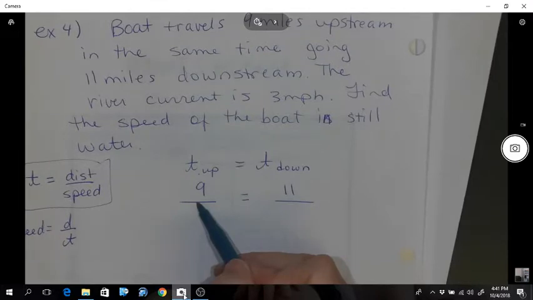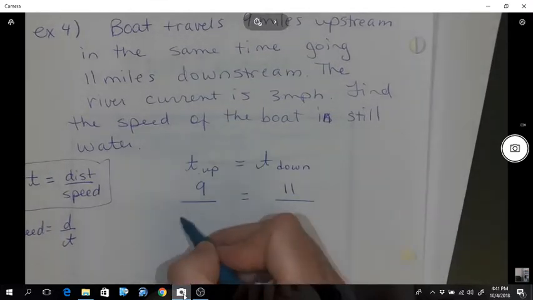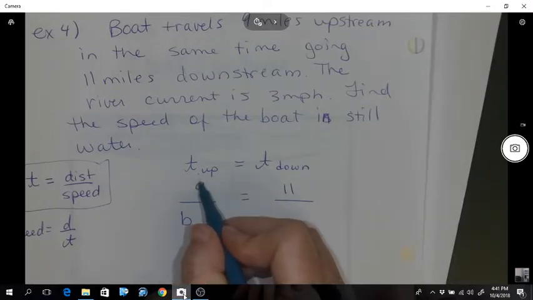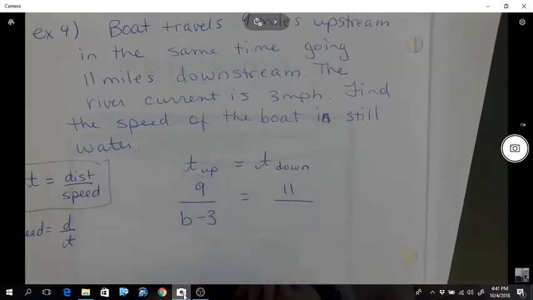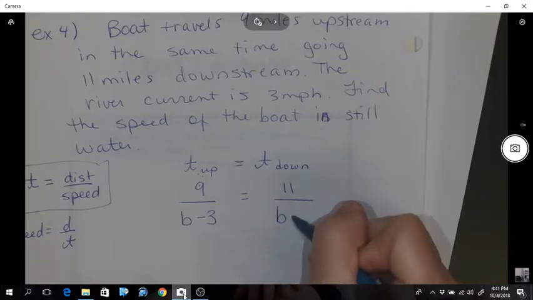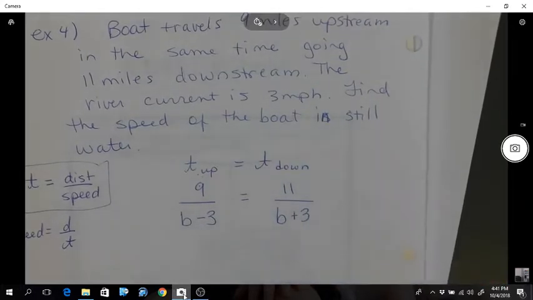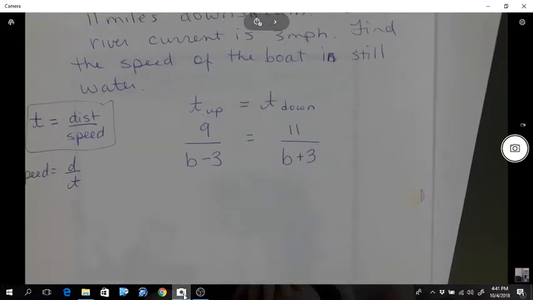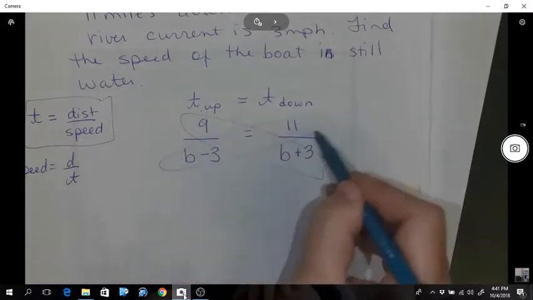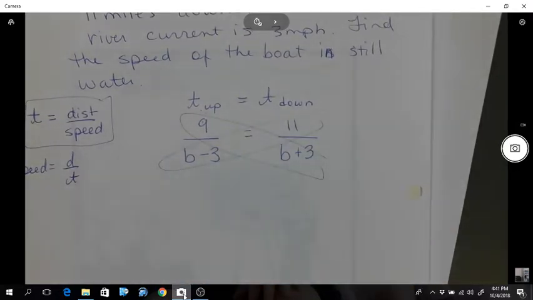Okay, when you go upstream, the speed of your boat is going to be your boat speed, but when you're going upstream, you're against the current. So your velocity, your speed of your boat is going to be down by 3. And when you go downstream, you're going faster, so it's going to be your boat speed plus the current. Okay, now once I have it set up, I pick my strategy. One fraction on each side, cross multiply.